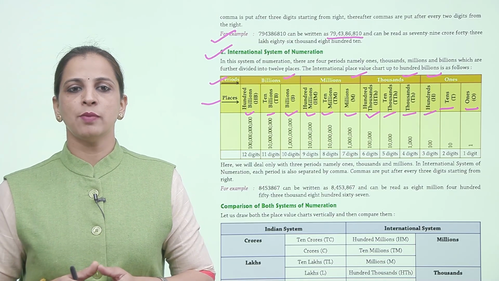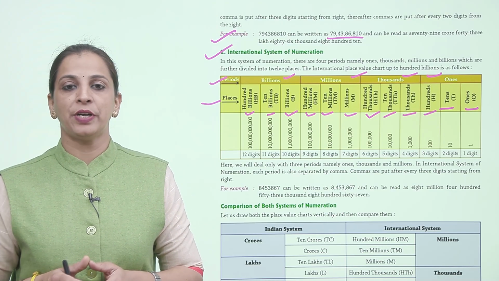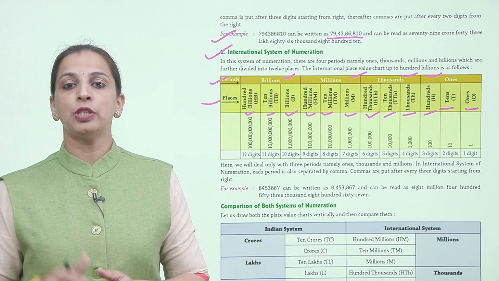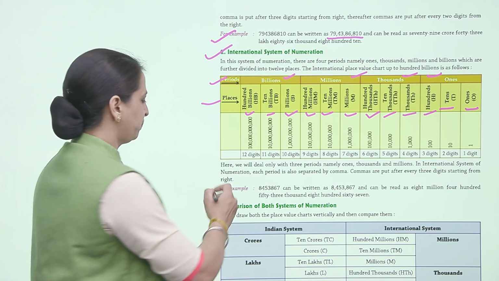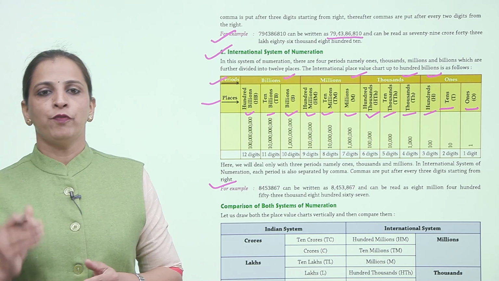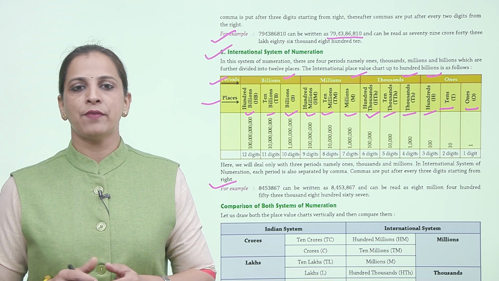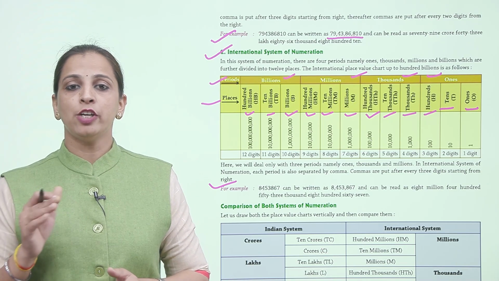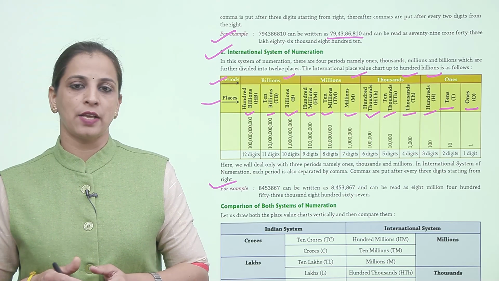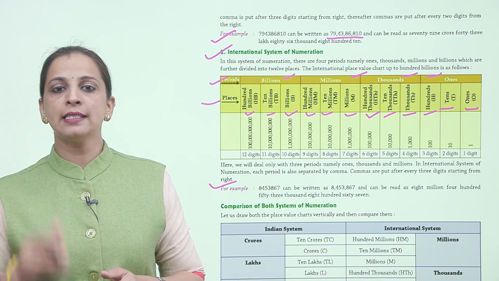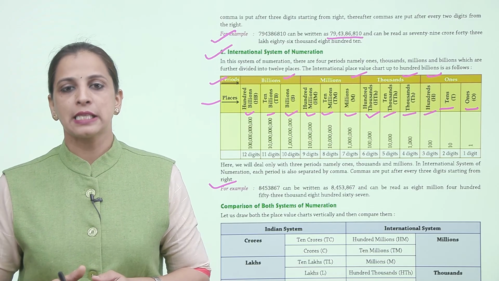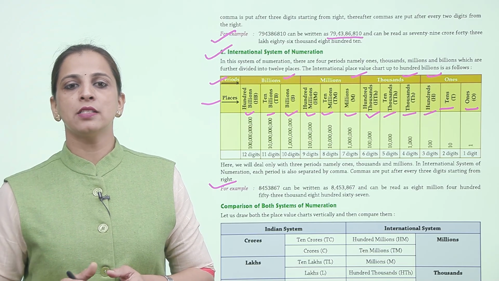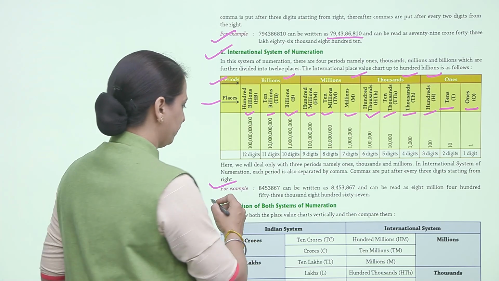In the international system of numeration, each period is also separated by a comma. Commas are put after every 3 digits starting from the right. For example, 8453867 can be written as 8,453,867 and can be read as 8,453,867.